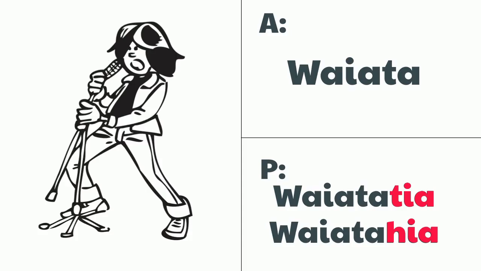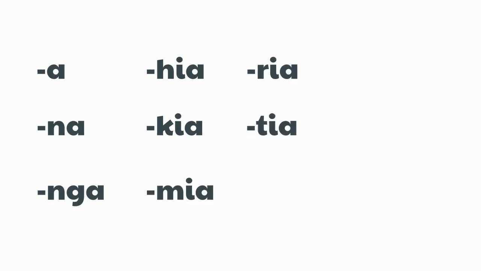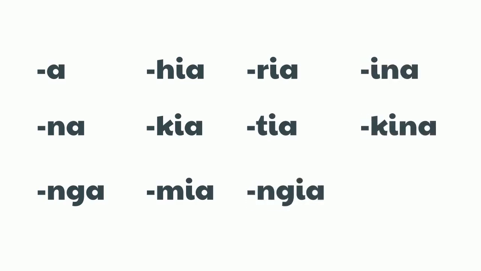There are several endings. They can be a, na, nga, ia, kia, mia, ria, tia, ngia, ina, or kina. It's possible for there to be more than one tail option for a verb, like for waiata. It can depend on dialect or be simple preference. There are more options than what we see here, and exceptions exist as well.